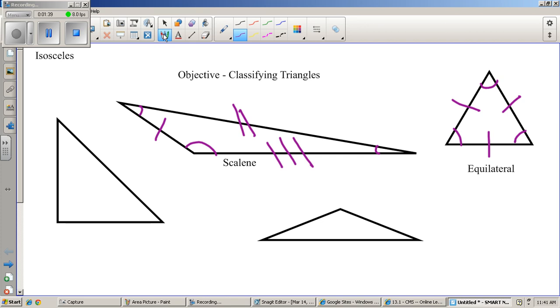What's an isosceles triangle? Isosceles has 2 angles that are of equal measure and 2 sides that are of equal length. So I'm thinking it's probably this one. All right, let's take a look at it. Okay, it has 2 angles that are equal. I agree. 2 angles that are equal. Yep, the 2 bottom angles are equal.